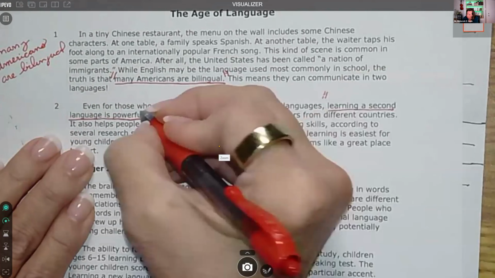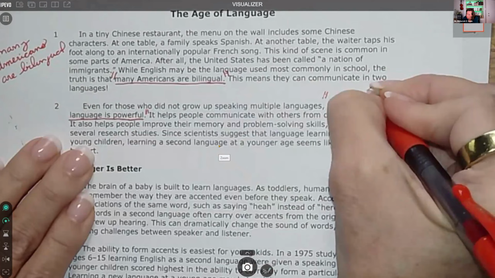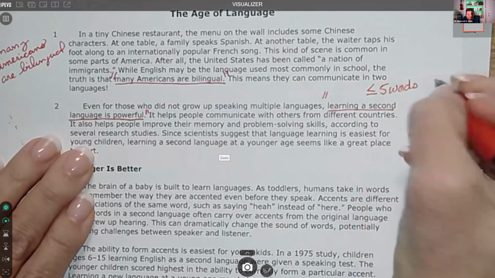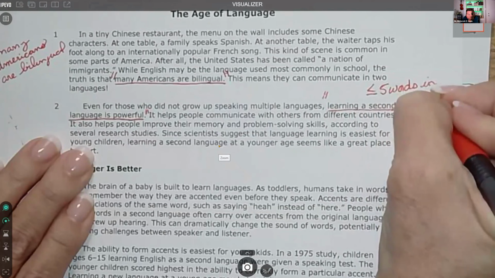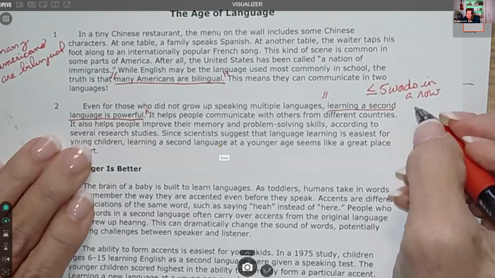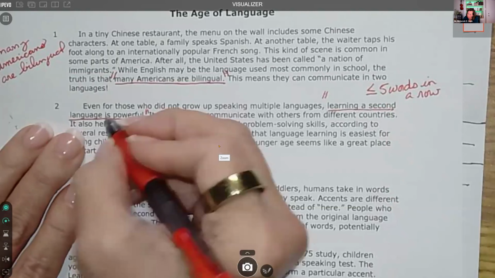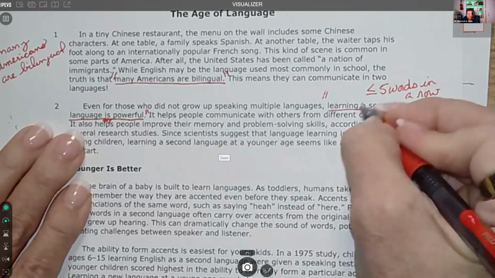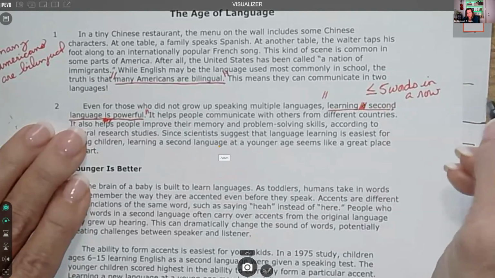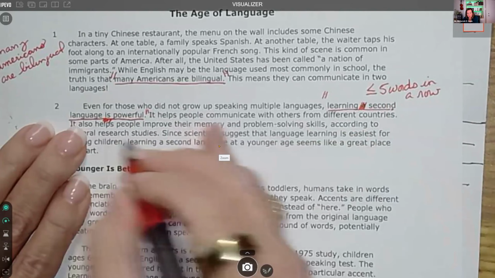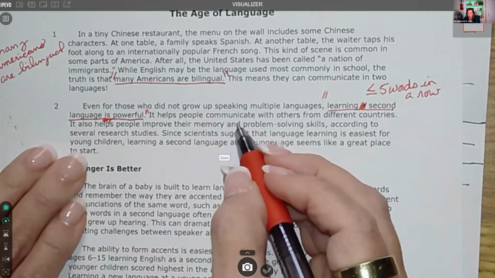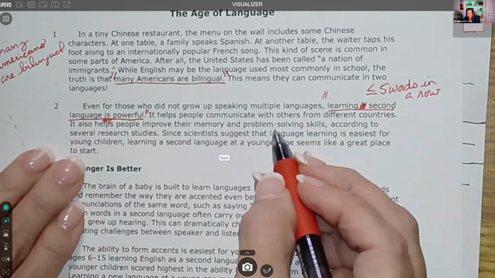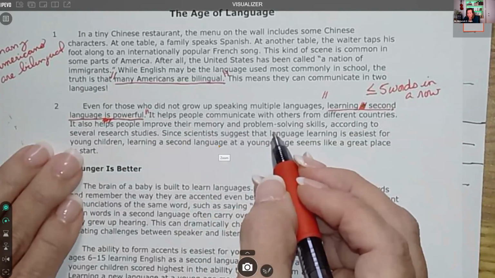So that's important. When I tell the students, try to underline less than or equal to 5 words in a row. So I take a grade on their ability to underline less than 5 words in a row. So maybe I don't underline is, right? Maybe I don't underline a. I'm going to teach them how to underline the words that pop. It helps people communicate with others from different countries. It also helps people improve their memory and problem-solving skills, according to several research studies.